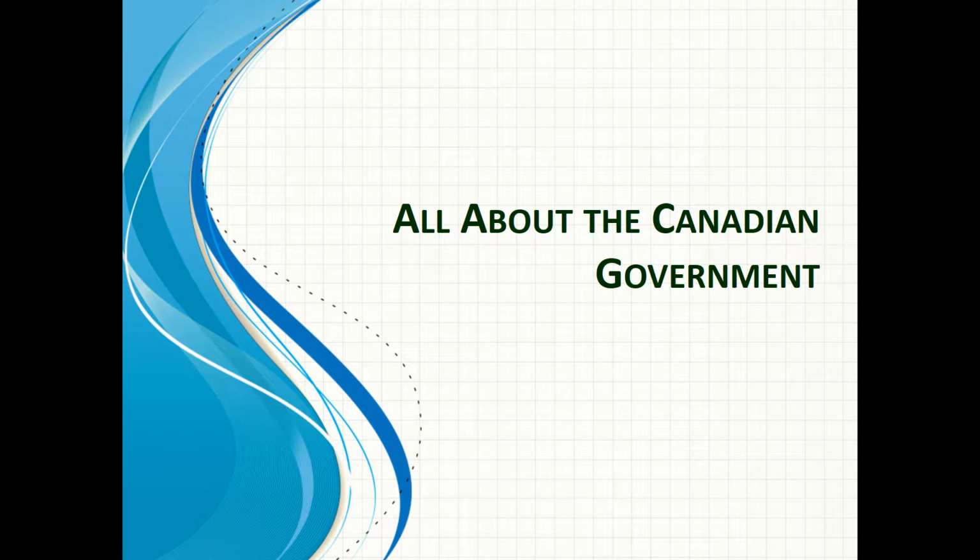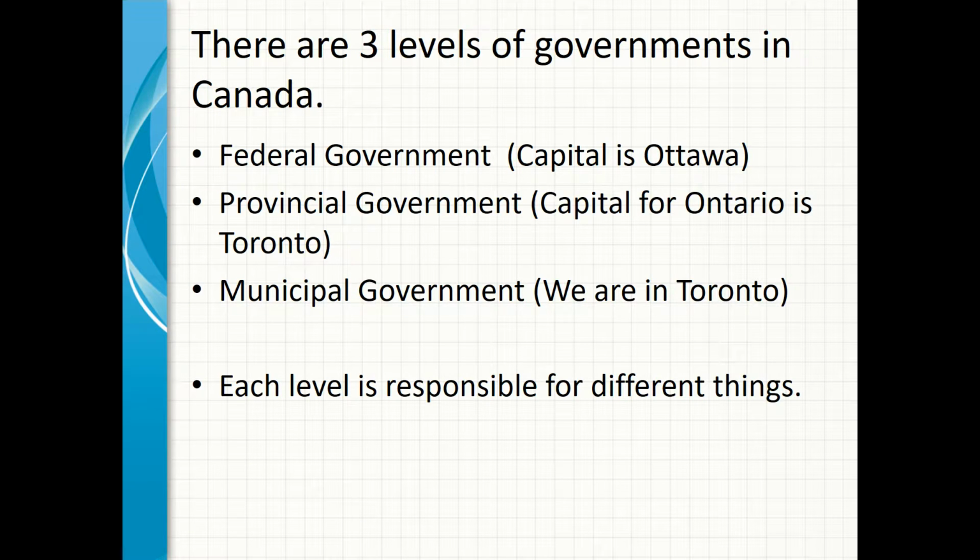For today's lesson, we are going to learn all about the Canadian government. Basically, there are three levels of government in Canada. There is the federal government, and the capital of the federal government is in the city of Ottawa. A provincial government, and there are 10 provinces in Canada, and the capital of our province, which is Ontario, is in Toronto. And then there are many municipal or city slash town governments. And our municipality, of course, is the city of Toronto.